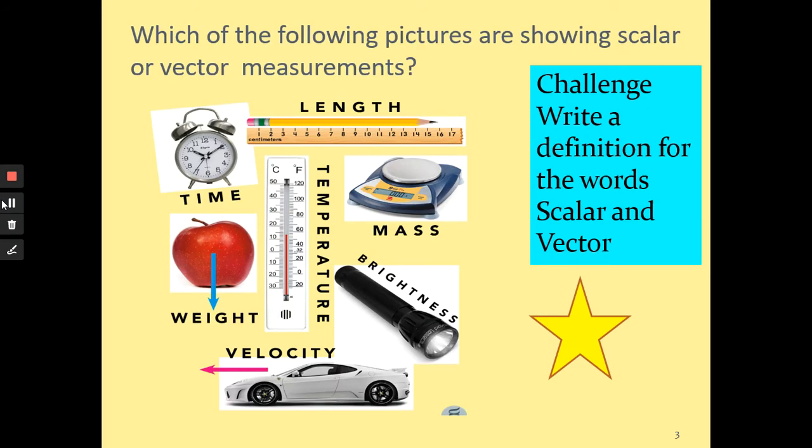On the screen in front of you is your starter task. I've asked you to identify whether or not the different measurements given to you on the screen are a scalar or a vector measurement, and I've also asked you to write a definition for the two words. Pause the video now.